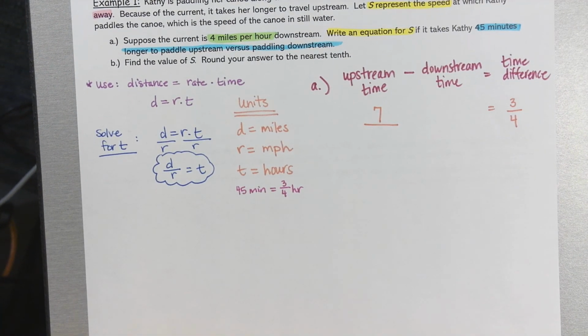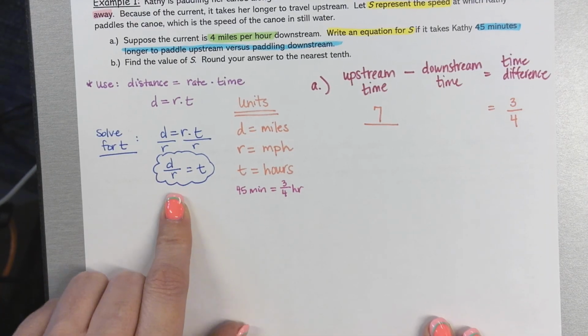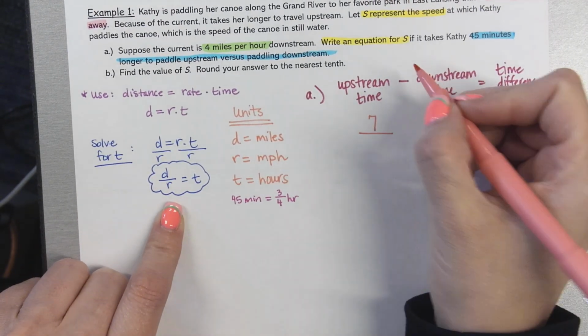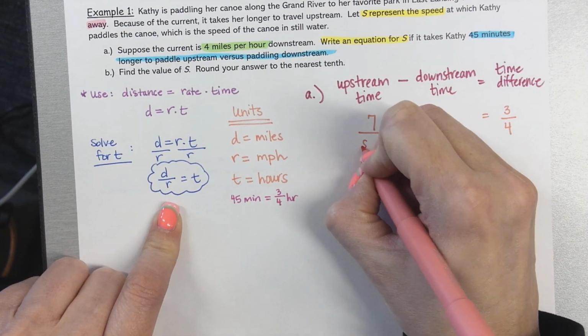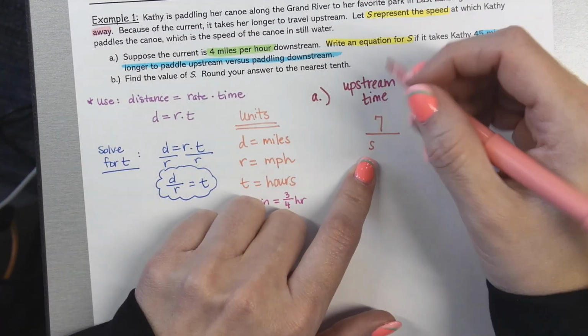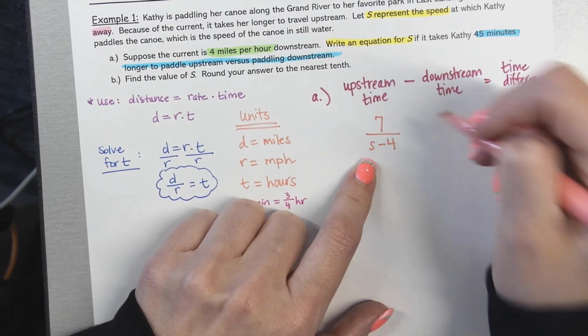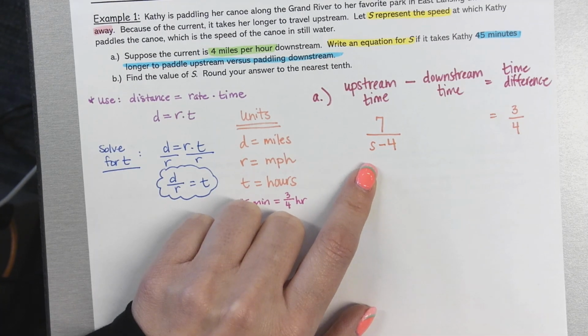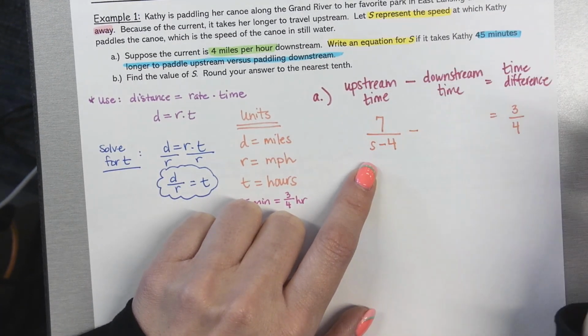Okay, so the distance is 7. The rate is going to be her speed. And then we have to factor in the current. So if she's going upstream, she's fighting against the current. So we take her speed and we subtract 4. And this is going to be minus.